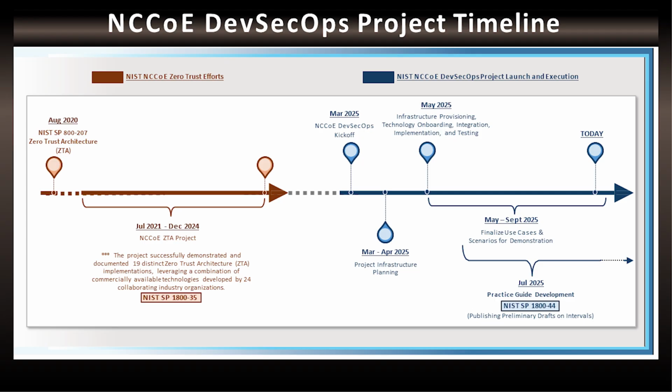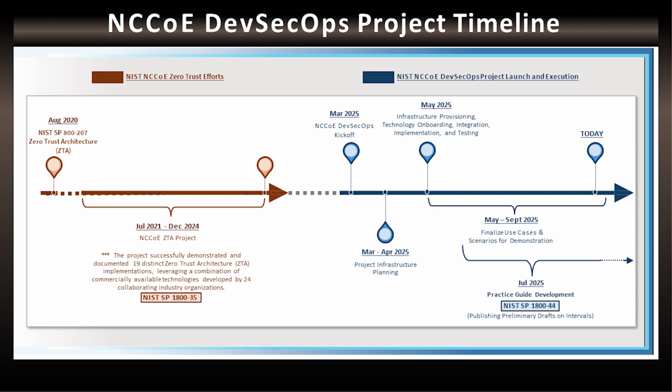And then in 2021, we launched a consortium, a ZTA demonstration project to demonstrate how to deploy ZTAs using that guidance. And between July of 2021 and December of 2024, we successfully demonstrated and documented 19 example zero trust architecture implementations using commercially available technologies contributed by the collaborators participating on that project. So the reason it's on this slide is because in this project, we're repurposing our zero trust security knowledge and expertise to demonstrate how to elevate the security in these types of environments with application of zero trust.